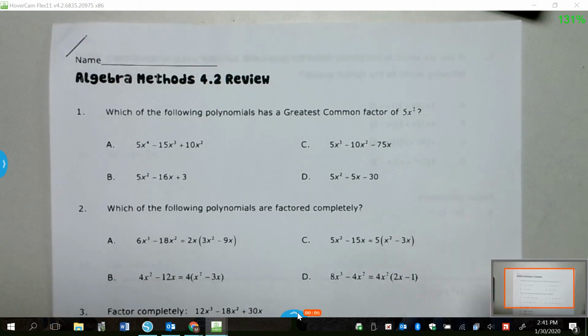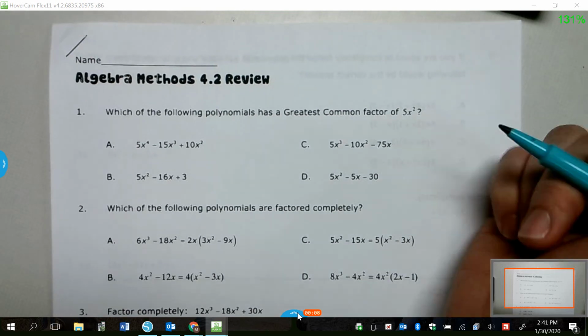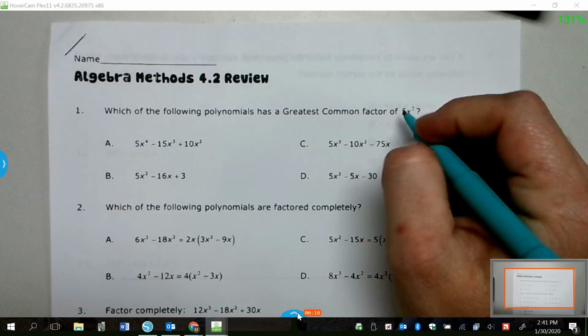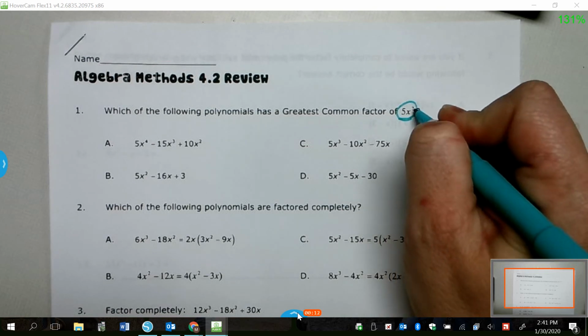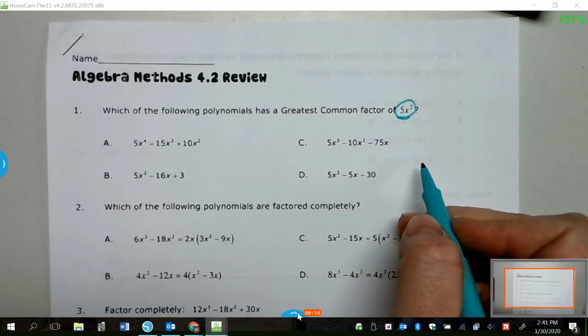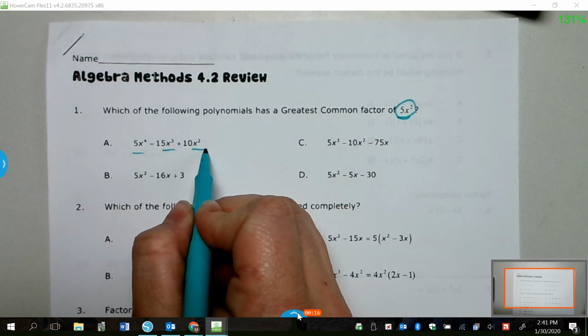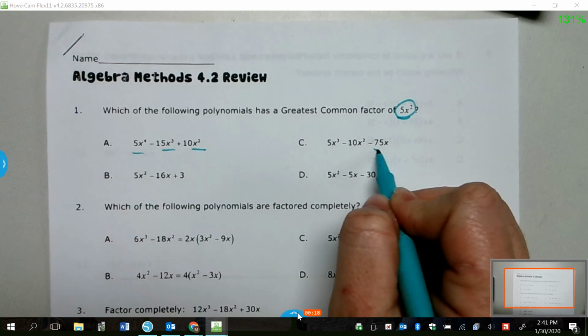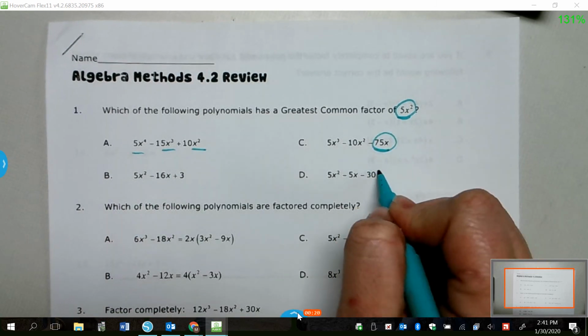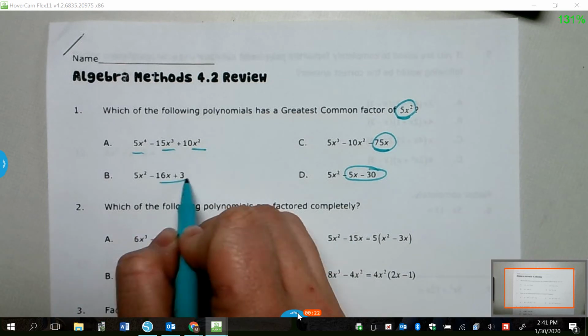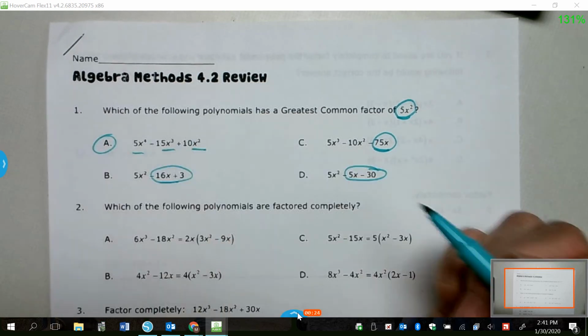Okay, so number 1, which of the following polynomials has a greatest common factor of 5x squared? So that x squared is really important. They all have to have at least x squared. Everything is. But this is not at least x squared. These are both not at least x squared, and these are both not at least x squared. So A is your answer.